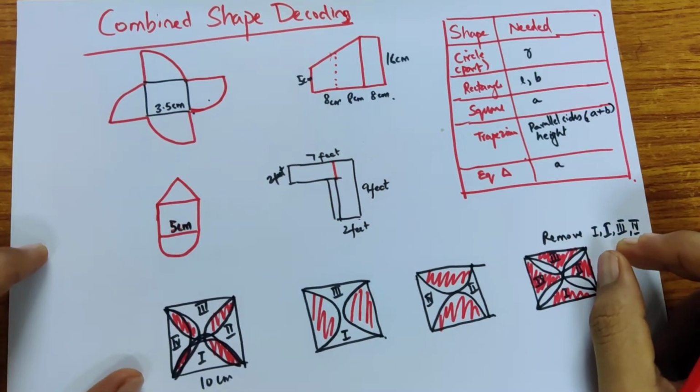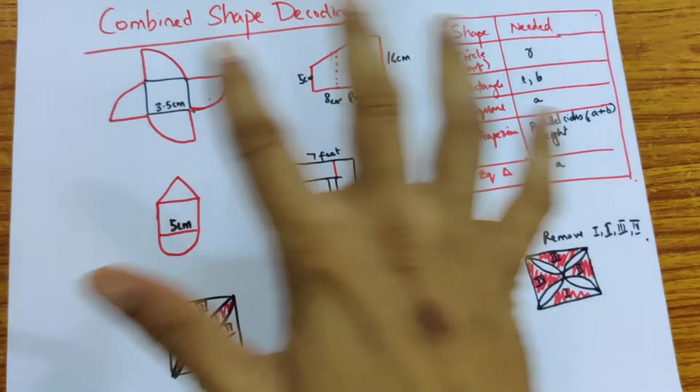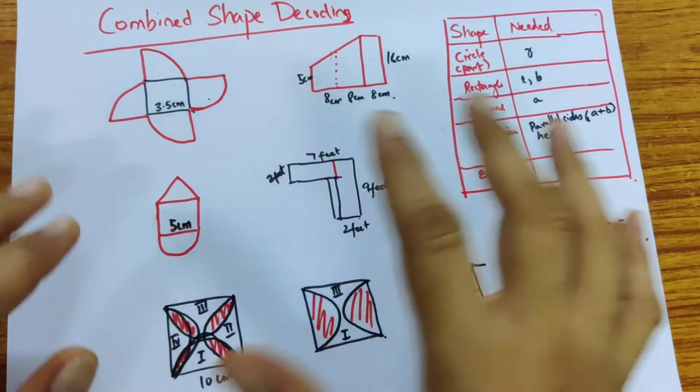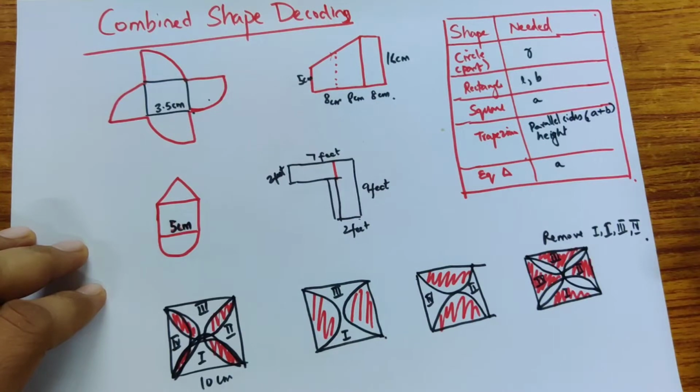This video is about decoding combined shapes. Combined shapes are shapes like this, which are a combination of shapes that we know. So how do you decode it?